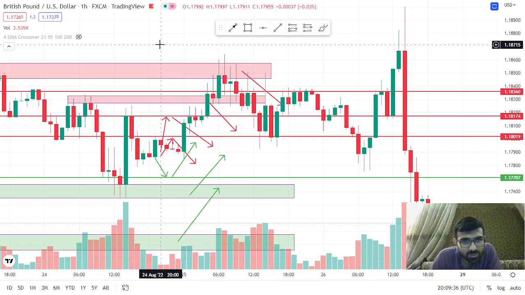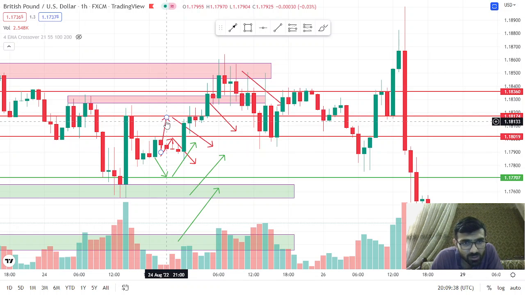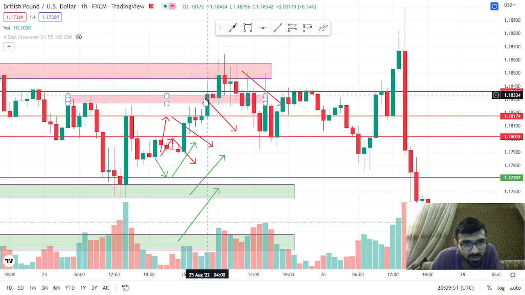Okay, first of all, we gave you this scenario, which was if the market respects this area, we could go short. As you can clearly see, the market respected this area and we could go short from here on this candle, but we would have hit a stop loss in the next 2 hours.